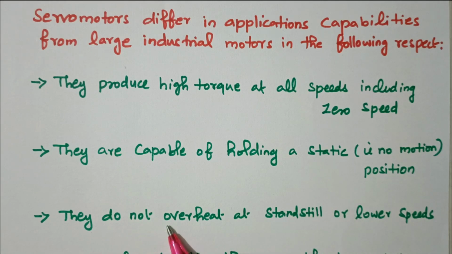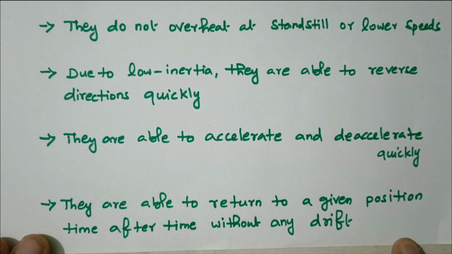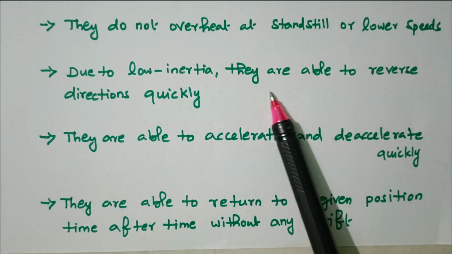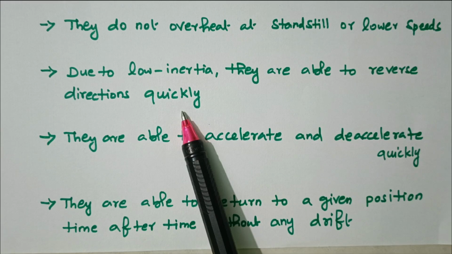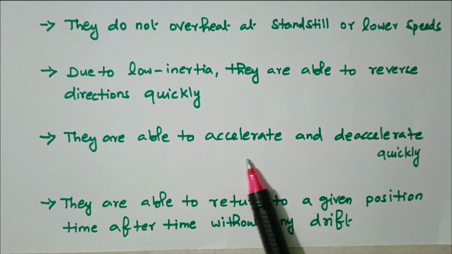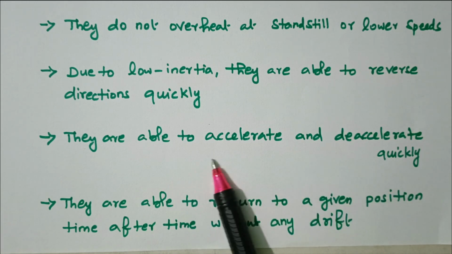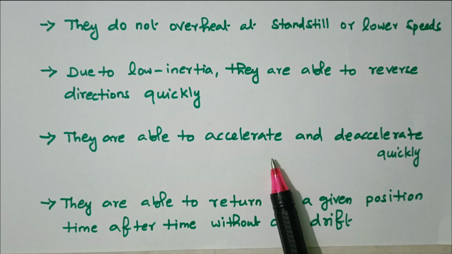They do not overheat at standstill or lower speed. Right? There is no problem of overheating, even at lower speed or standstill. Due to low inertia, they are able to reverse the direction quickly. Low inertia is there, so reversing the direction is made easy. They are also able to accelerate and decelerate quickly. Acceleration and deceleration can be done quickly.